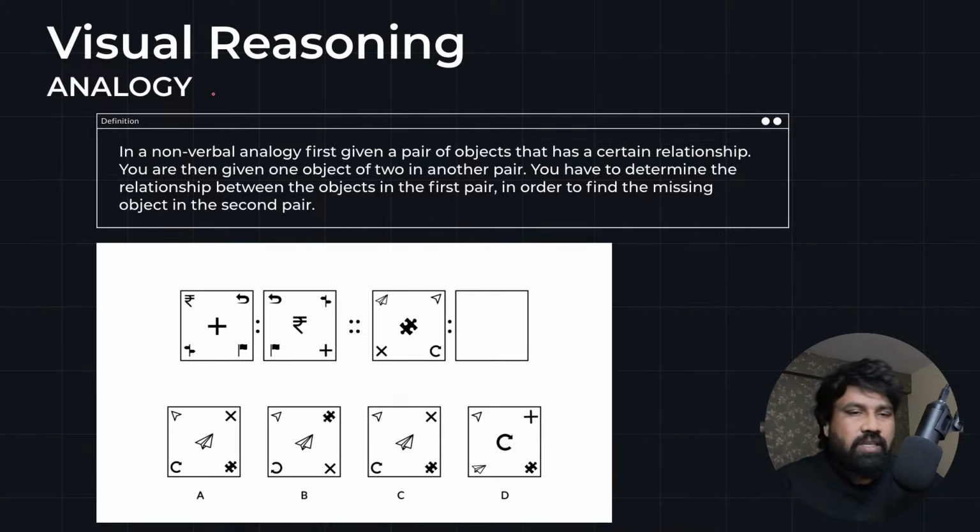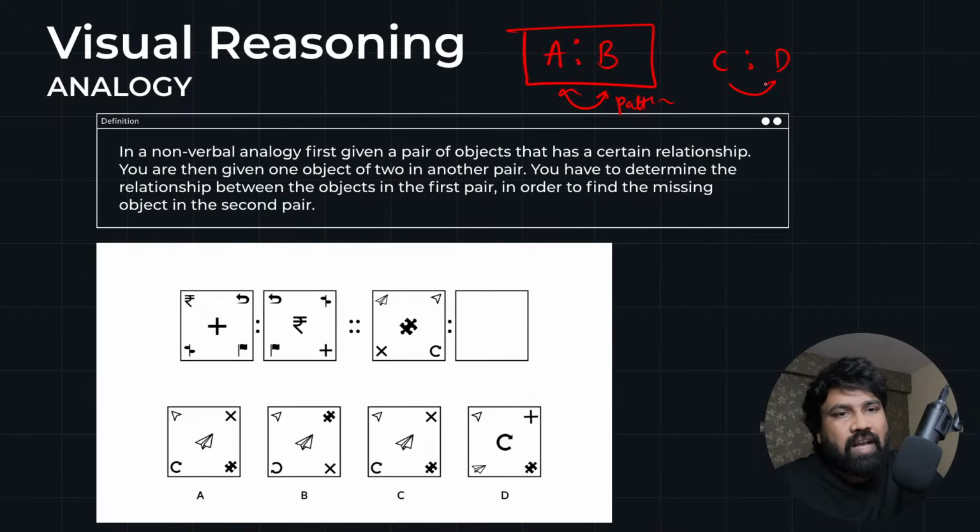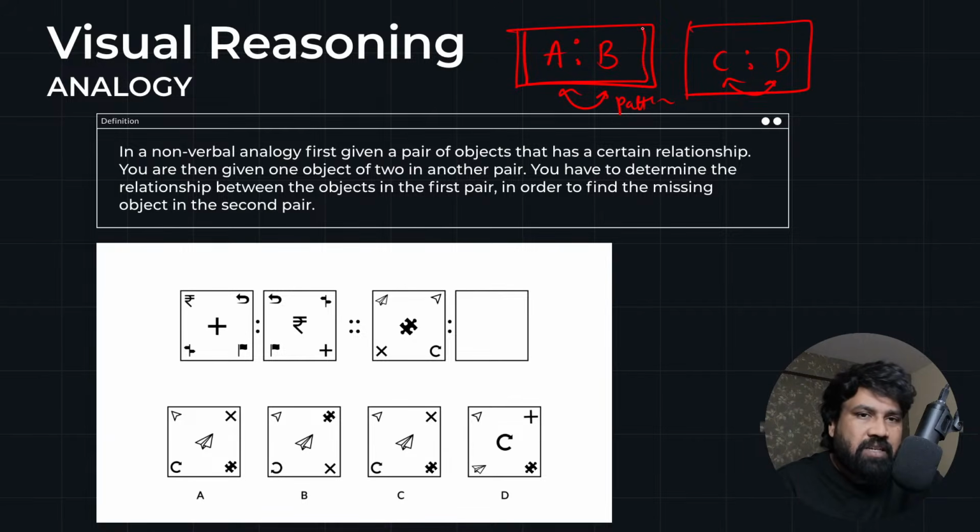Next one is analogy. Analogy means they will give you two sample pictures, A and B, and they will relate it to each other with a simple pattern between them. And they will give you either C picture or D picture, and you need to find the other one. So they will give a pair of pictures and how they are related to each other. You need to examine between them. And they will give either C or D, and you have to find the missing figure.